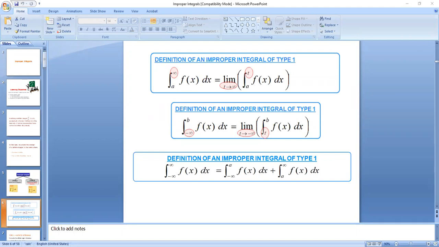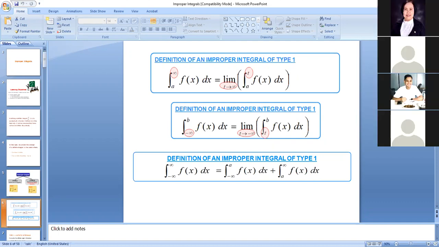Now, the manner of evaluating this one is exactly the same as this, only that this time we change the lower limit to t. So notice, you evaluate the same function integral, but this time it's from t to b, your upper limit. And the limit is evaluated as t approaches negative infinity. So it's the same treatment as this one, only that this time it's the lower limit that approaches a value that is infinitesimally small.